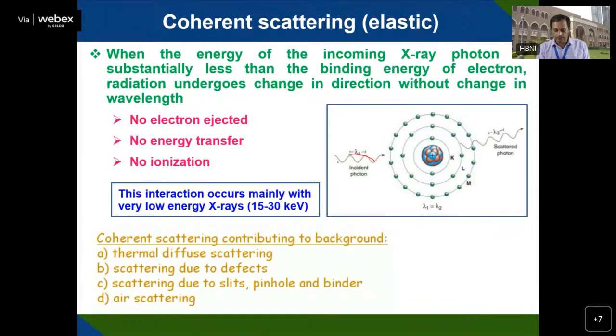You can see the photon incident here, lambda 1, falls on the material and interacts, giving lambda 2 here, and both have a similar wavelength. There is no change in this case, and no electron is ejected. So coherent scattering does not contribute anything related to phase information or material information. Instead, it gives you thermal diffusion scattering, that is scattering due to defects in the material, or air scattering. This interaction mainly occurs at very low energy, 15 to 30 keV.